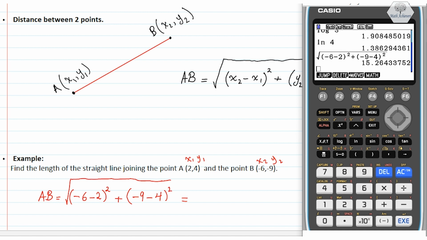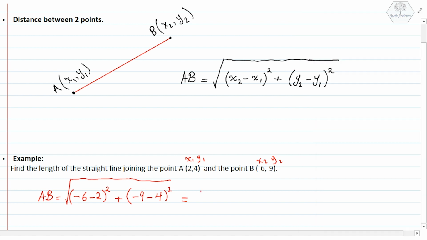So my answer would be 15.3 units rounded to 3 significant figures. So this is 15.3 units. The units always depend on the context of the question. If it's in meters, in centimeters, it always depends on what's given in the question.